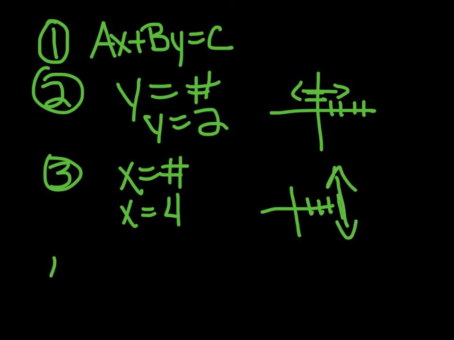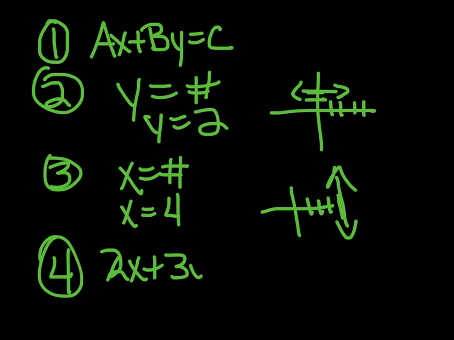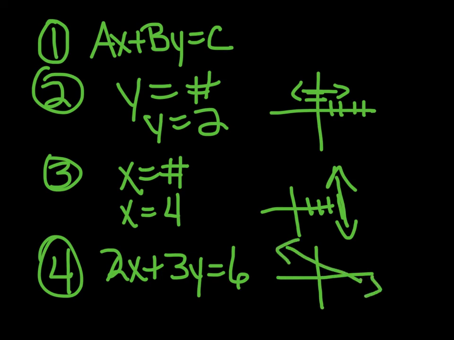Otherwise, if it has two variables, say 2x plus 3y equals 6, then we would know that we would have a line that is slanted. It would go at an angle somewhere on there. Okay, these are the things that I might know for a quiz that you may have over this video.